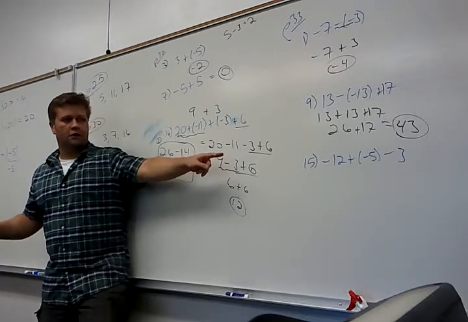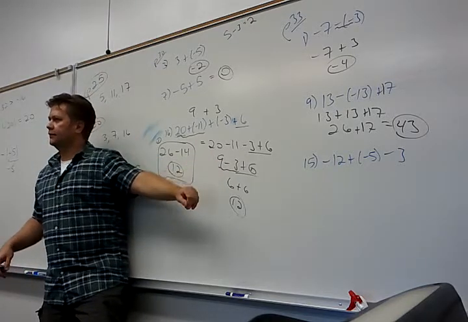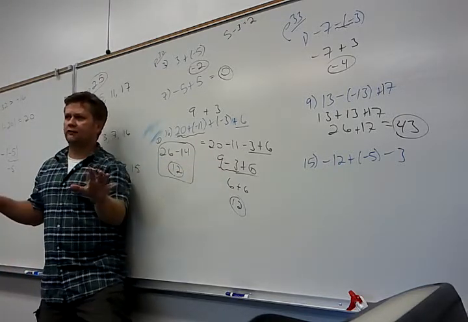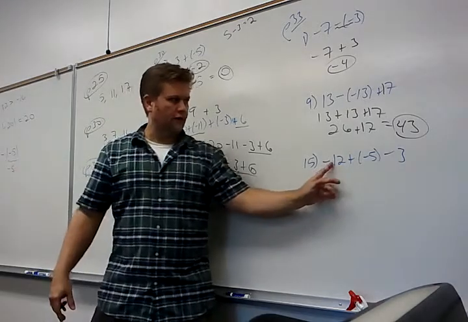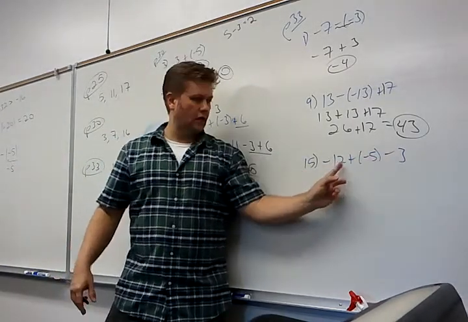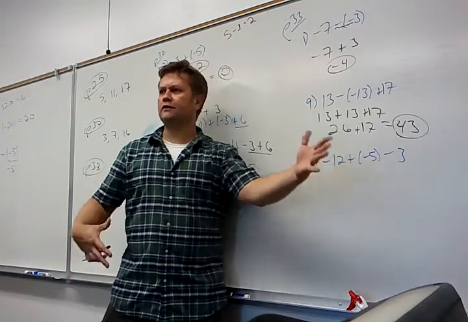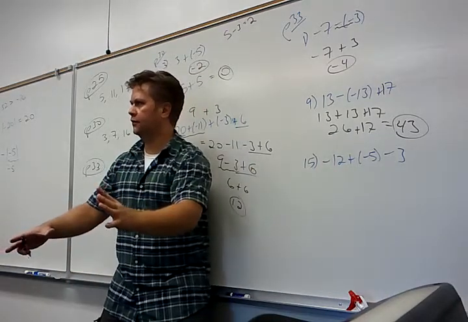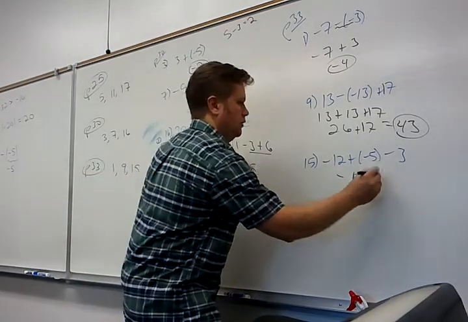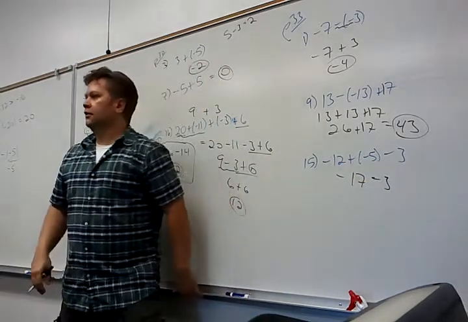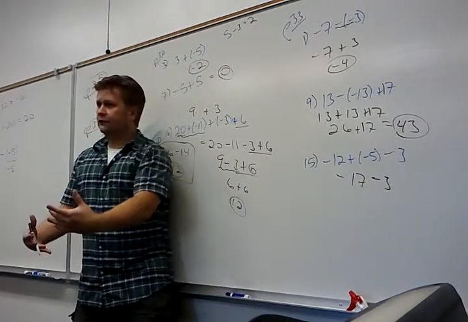All right. And what about that last one? What's the answer definitely going to come out to be, negative or positive? Because everything is negative really, right? Negative 12 plus negative 5 is even more negative now. It's negative 17. And then you subtract 3 more, and that gets even more negative, so now I'm at negative 20.